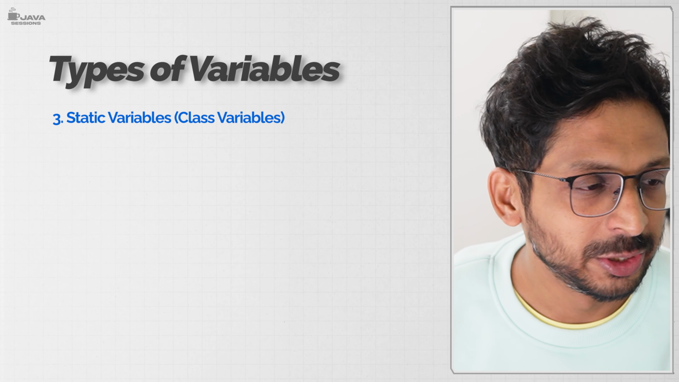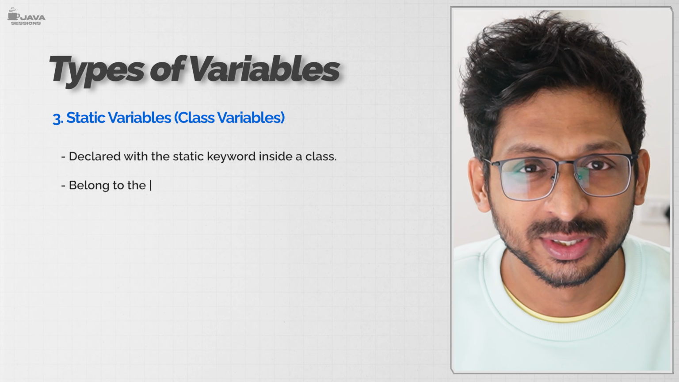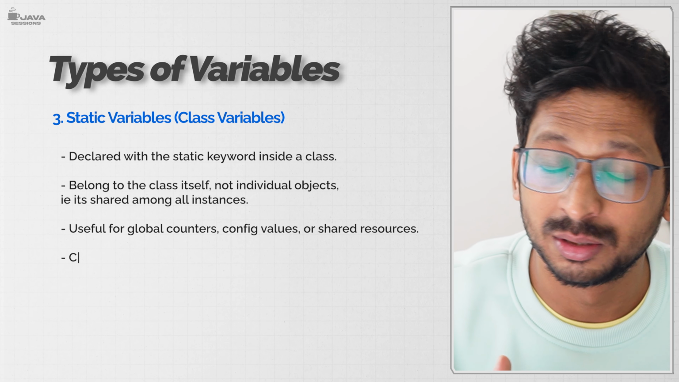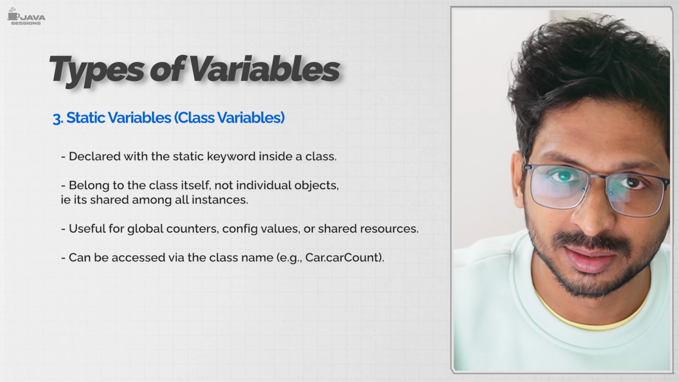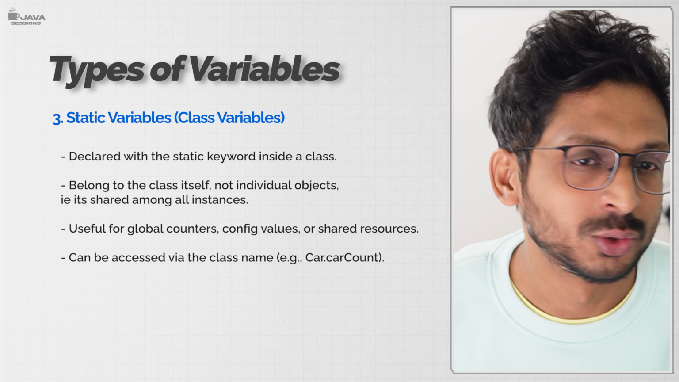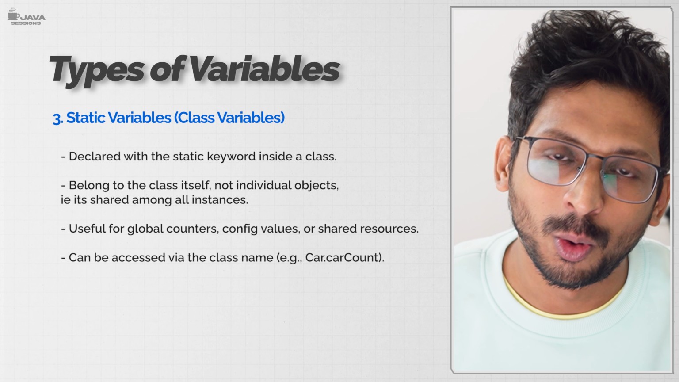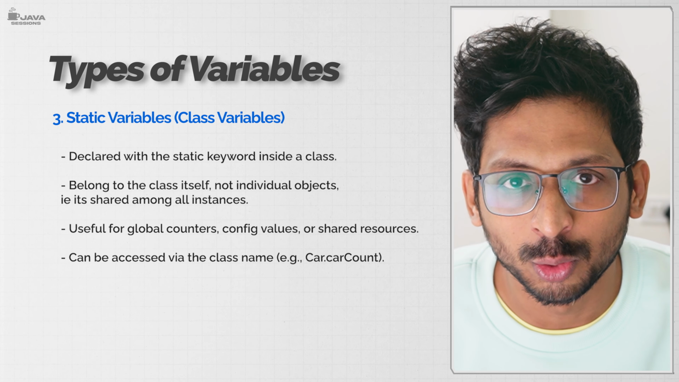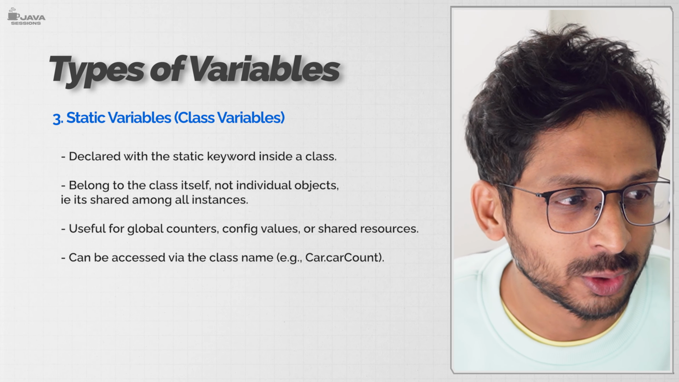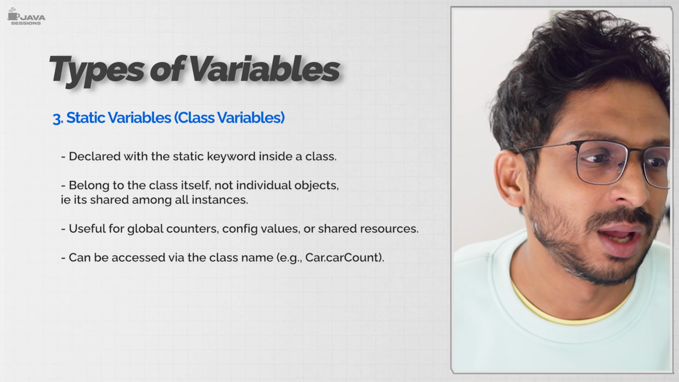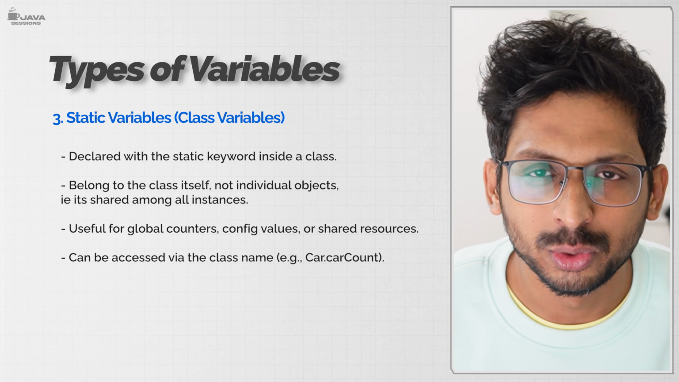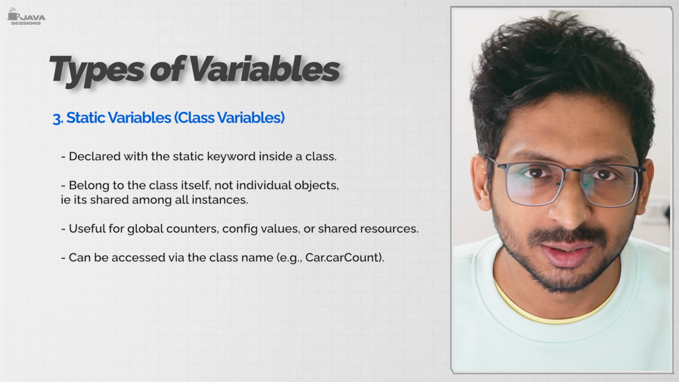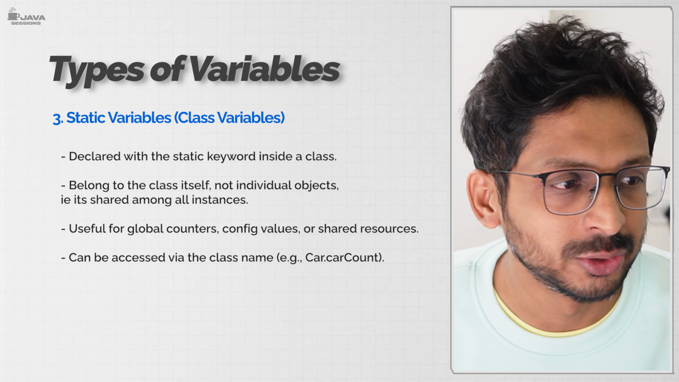Third is the static variable. These are declared using the static keyword, and these are shared by all the objects. That is, a static variable belongs to the class itself and not a particular object. So all the objects you create for that particular class, they are going to share the value of the static variable. So for example, in the car class, you can add a static variable carCount. So this can be used to store the number of total cars. This is the total number of objects which are created using the car class.